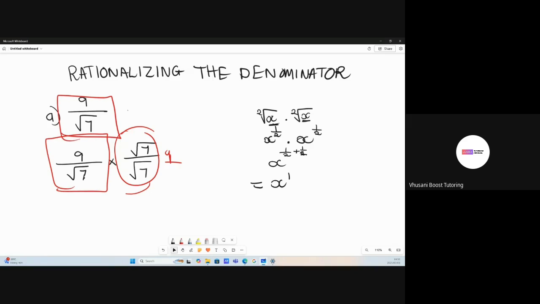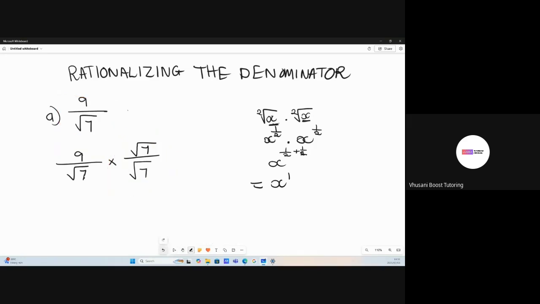Are you guys okay with this? Pretty straightforward. That's basically how you do it every single time. Perfect. Now, let's simplify everything, and then we are done with this part of rationalizing the denominator. And also, guys, if you have any questions, don't be afraid to ask. I am here to help you.